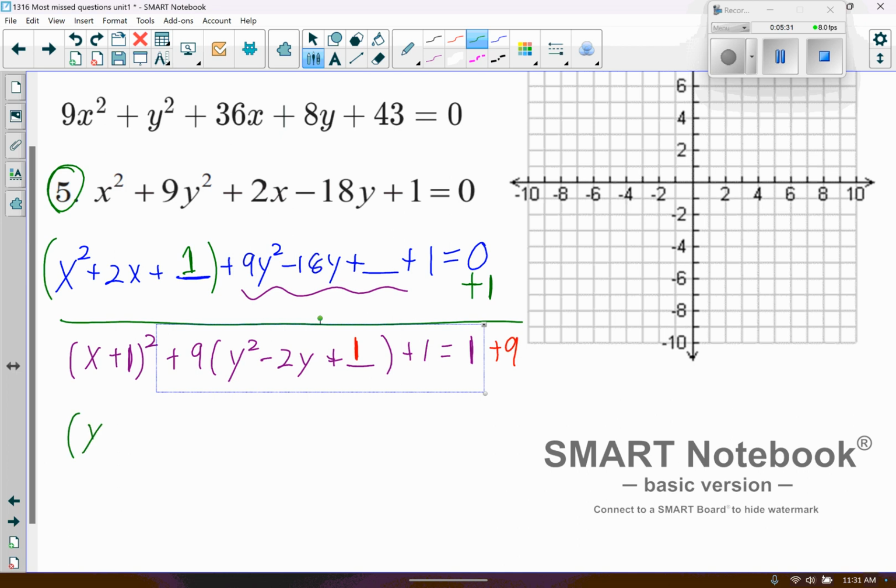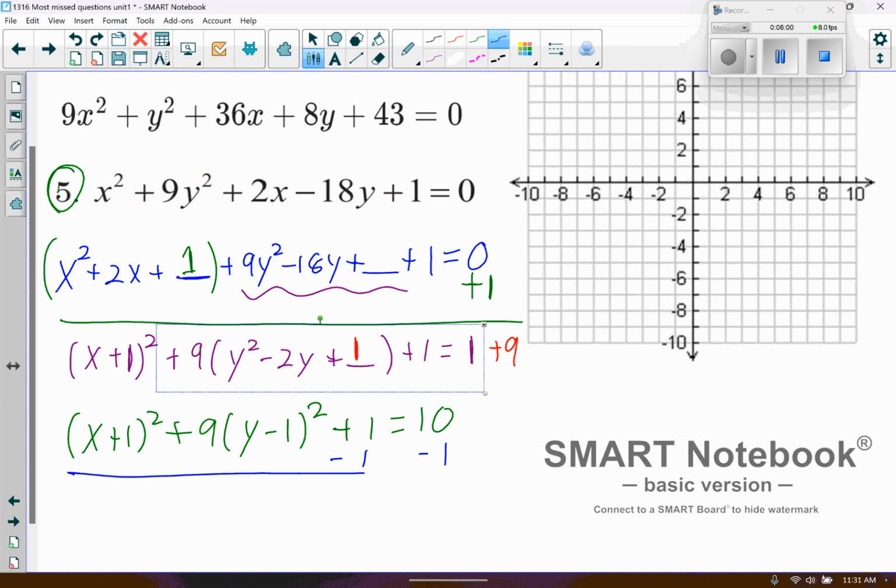So I still have this x plus 1 squared plus 9, and then this will get cleaned up into y minus 1 squared. And then I still have that plus 1 over there that I'll deal with in a second. And then 1 plus 9 is 10. And then I'm almost there. I need to subtract 1 from both sides because I want to isolate the squared binomials right here.